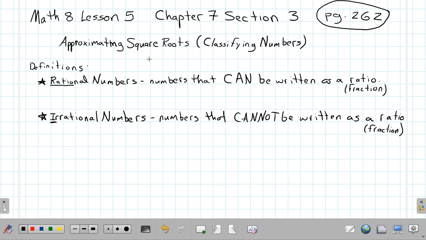So that's the difference between rational numbers and irrational numbers. Now, on the next page, we'll actually talk about how we can tell if a number is rational versus irrational and how we know the difference there, okay?